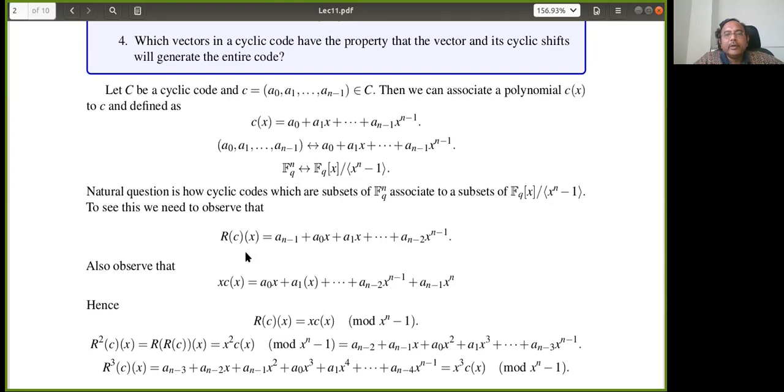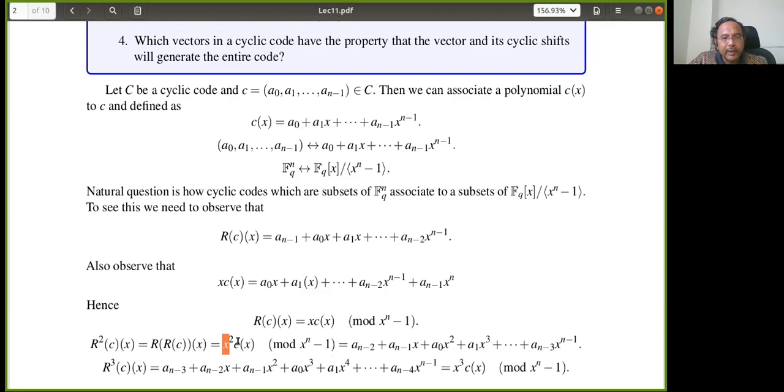What is the polynomial corresponding to R square of C of x? It is a_{n-2} plus a_{n-1} x plus a_0 x square. That is, R square of C of x comes from c_0 multiplied by x square.